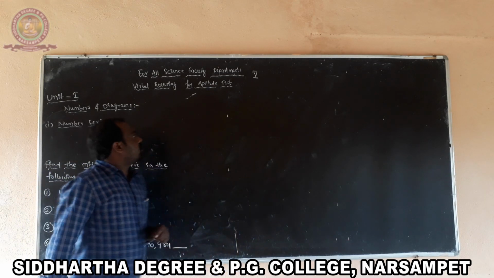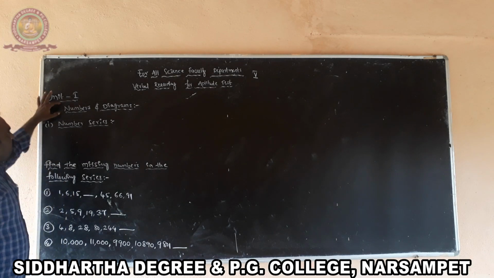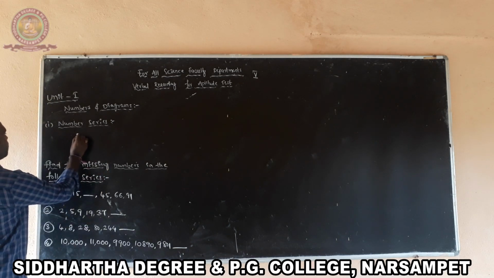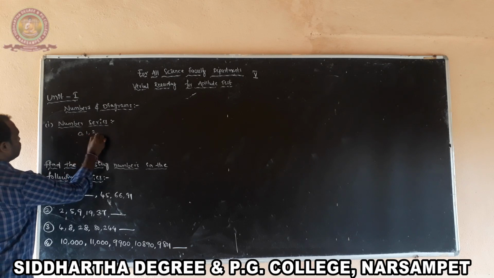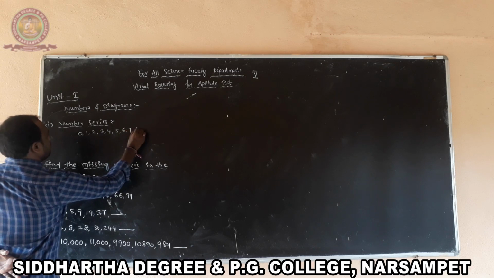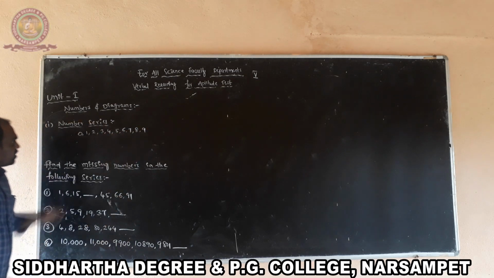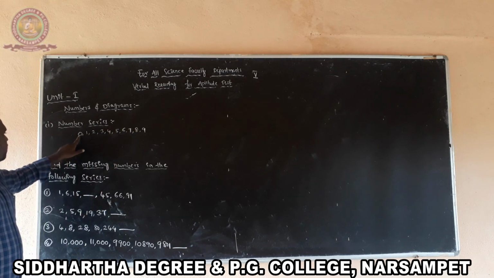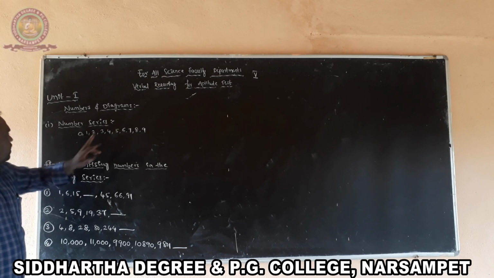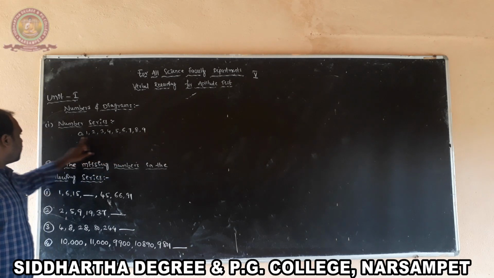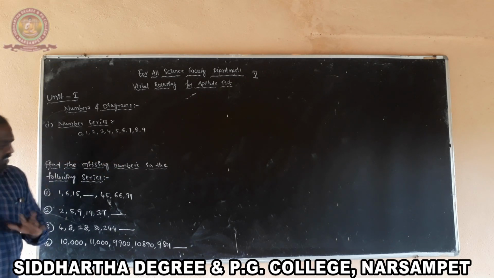Right? In this, the first unit is numbers and diagrams. The subtopic is number series. In the Hindu number system, the numbers are 0, 1, 2, 3, 4, 5, 6, 7, 8 and 9. These 10 are called numbers or simply digits. Each has a single digit. Single means only one. So these total 10 numbers are called digits.